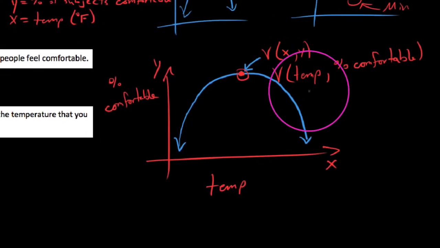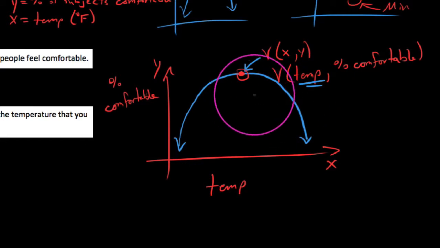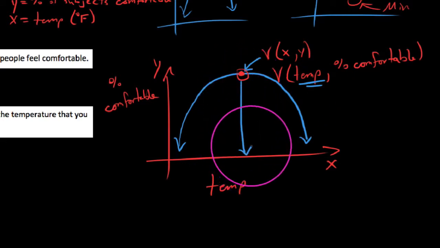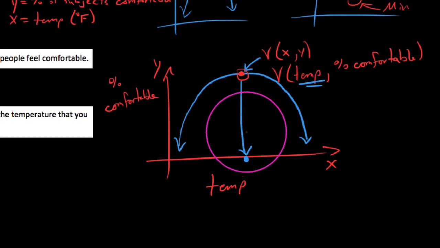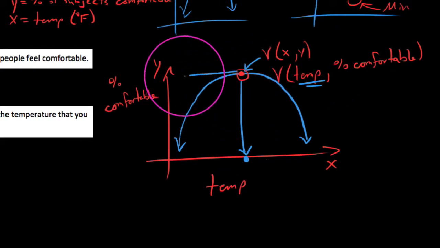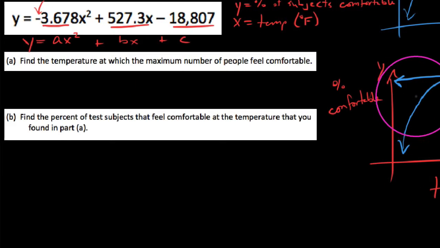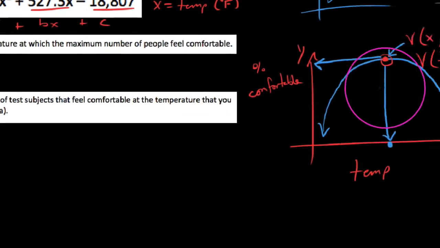So what I'm really asking for here is, first of all, let's find the temperature right here, this temperature at which people are very, very comfortable. And then we're going to find the percentage of people who are comfortable at that temperature by plugging that x value into our function and going back and solving for y. So let's start with the maximum number of people who feel comfortable with this.